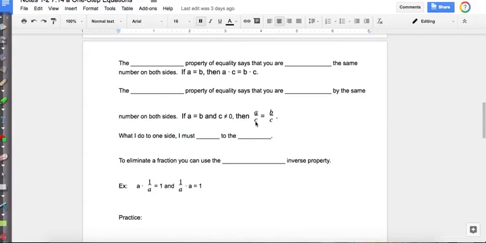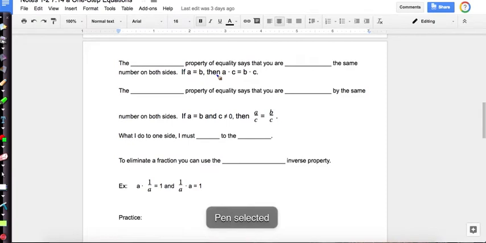To part 2 of my notes on one-step equations. So yesterday we learned how to solve one-step equations with addition and subtraction. Now, today we're going to solve one-step equations with multiplication and division. So we're on page 2 of the notes that we started the previous day.